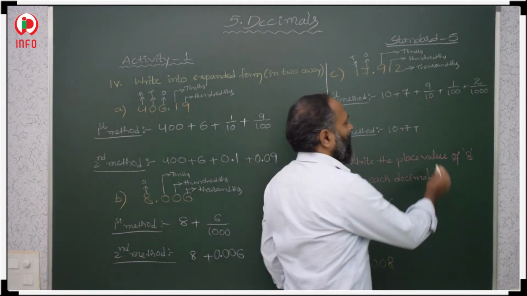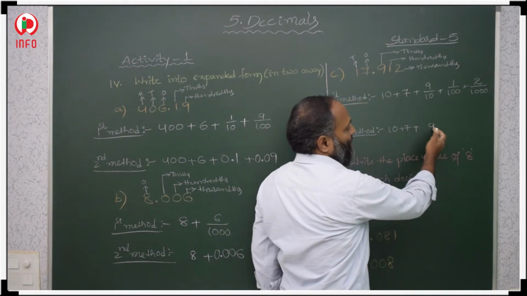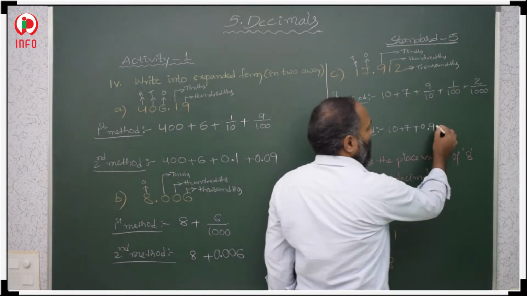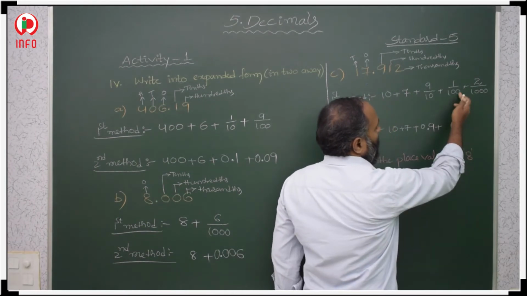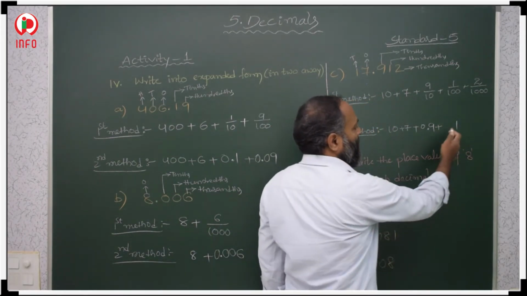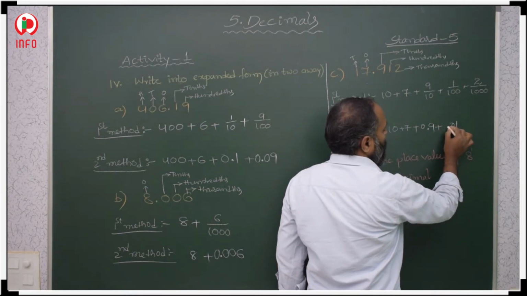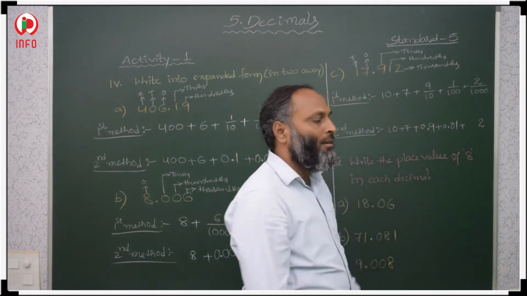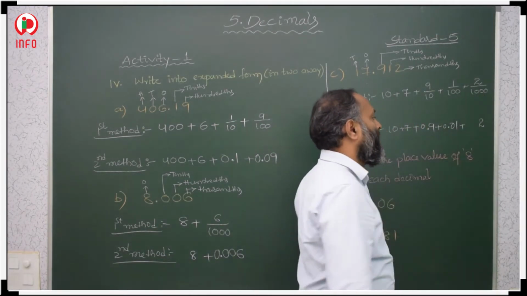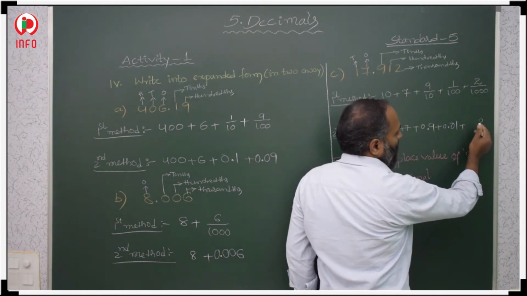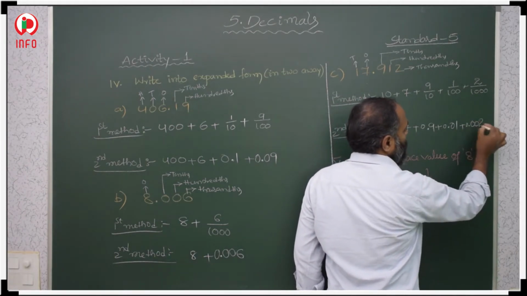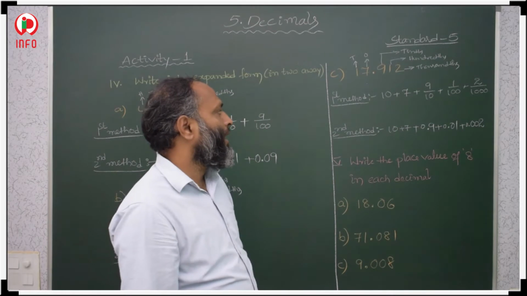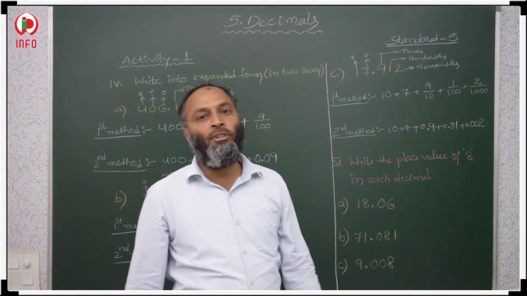Here we take the numerator 9. Then 10 is there, after 1 place we keep a decimal. Before that we should take 0. Then plus, we take the numerator 1. After 2 places we keep a decimal, 1 place is here and 1 more place is here, so 0.01. And here, take the numerator, that is 2. How many zeros were there here? 1, 2, 3. After 3 places we keep a decimal. 2 more zeros we want, so 0.002. This is the second method. Okay, so in this way we have to expand the given decimals in two ways.